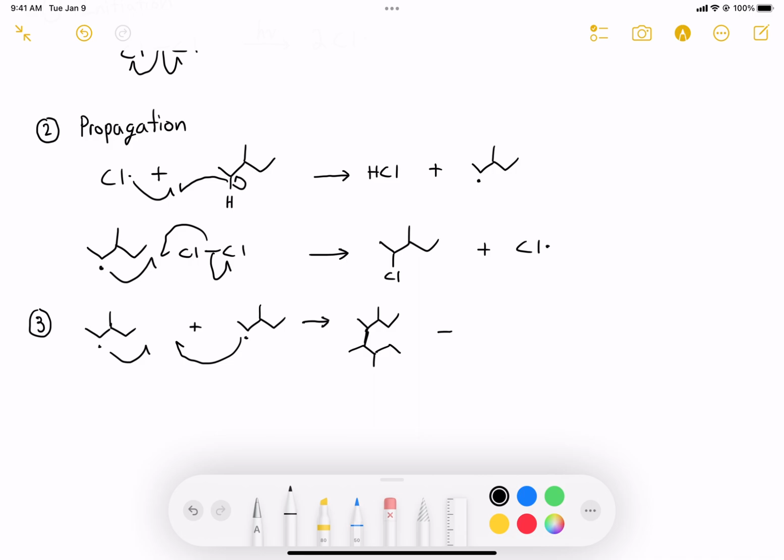You can leave this like this, or draw it as a straight chain. So let's make sure we have all the carbons: 1, 2, 3, 4, 5, 6, 1, 2, 3, 4, 5, 6, 7, 8, 9, 10, 11, 12. And we have methyl positions at the 3, 4, 5, 6. So this is the side product.